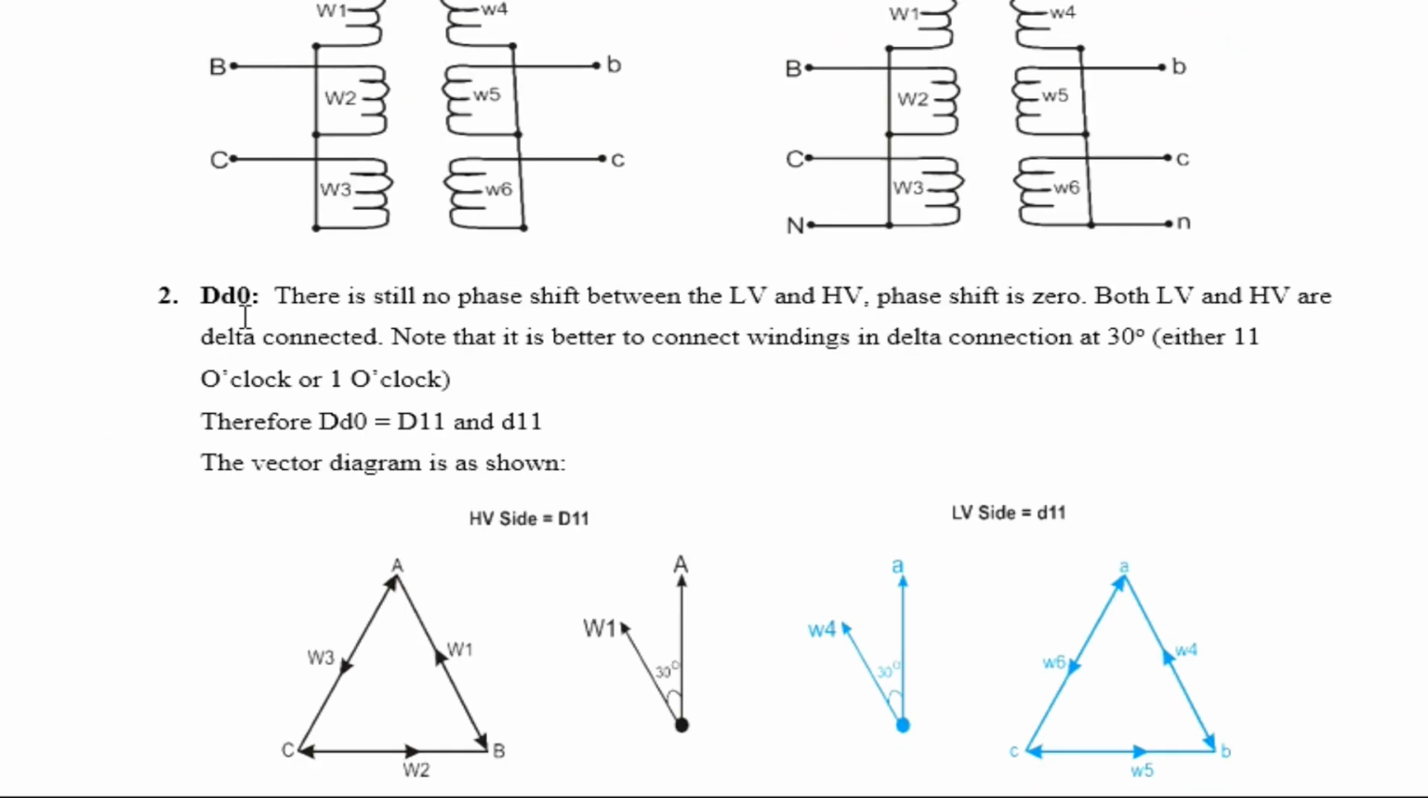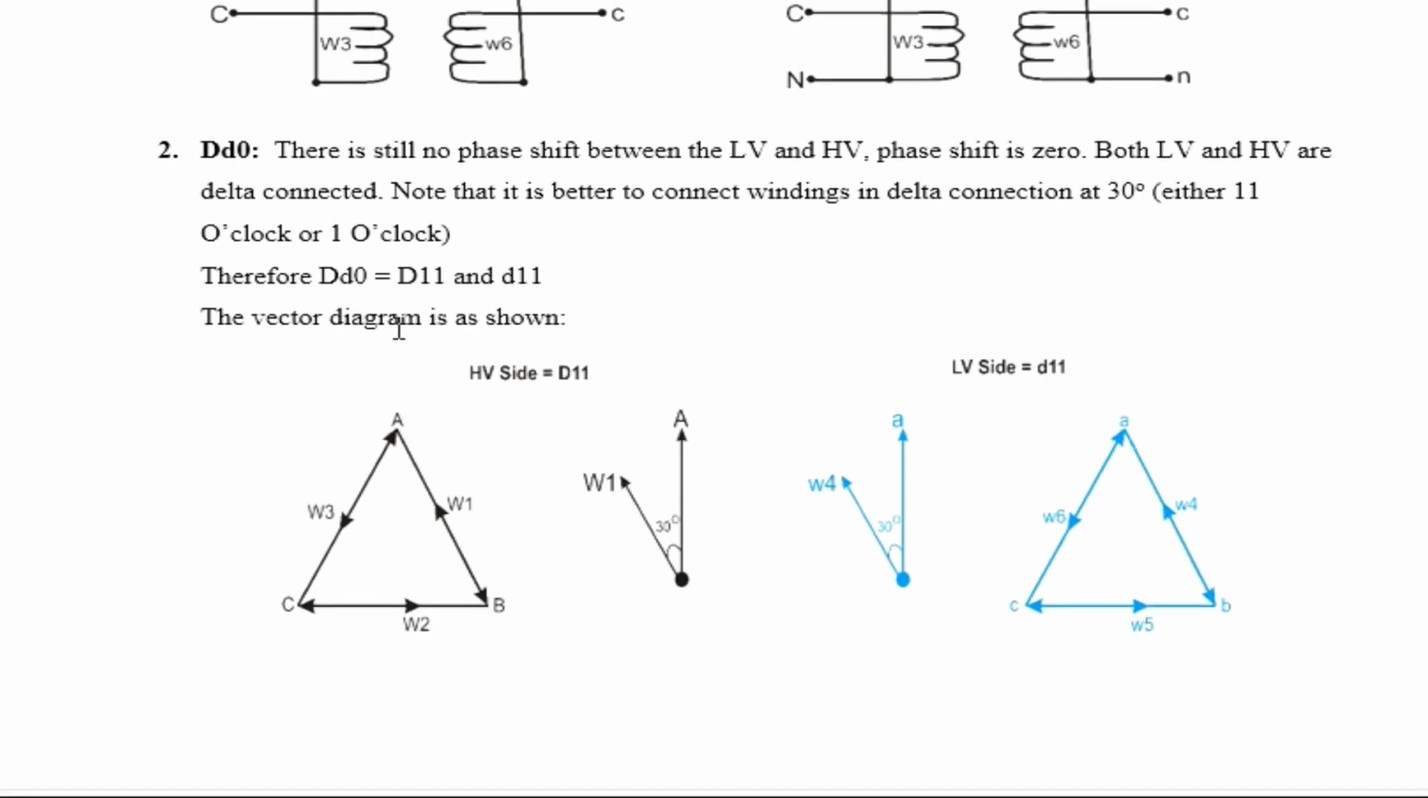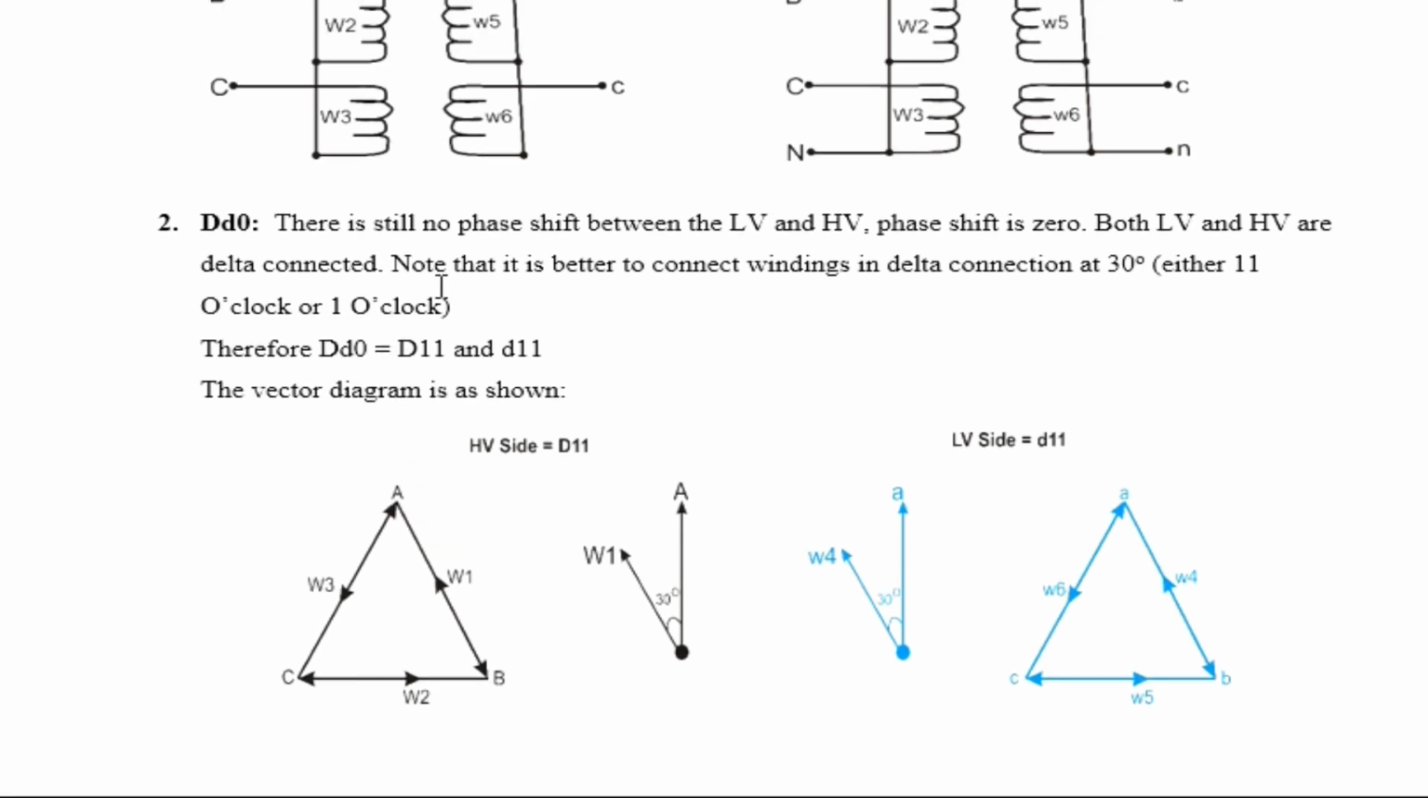Now the same thing happens to DD0. DD0 means the high voltage side is delta connected, the low voltage side is delta connected, and they are 0 degrees apart. So let's see how this operates.